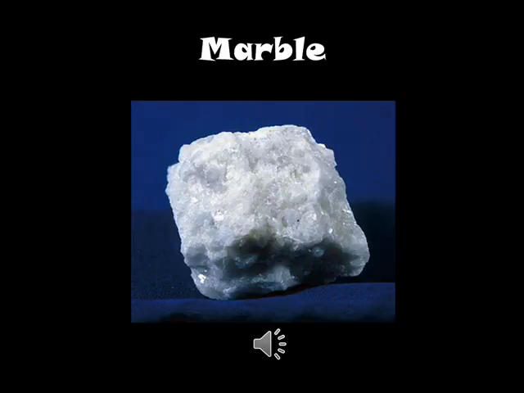Non-foliated metamorphic rocks are formed from already existing rocks by pressure and or heat that don't create layers. An example is marble. Marble does not have any layers.